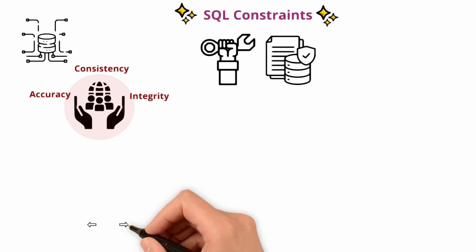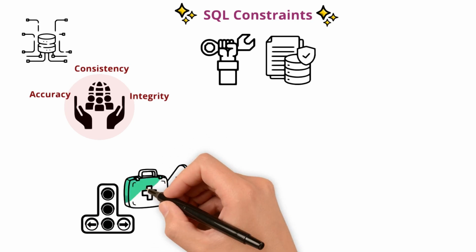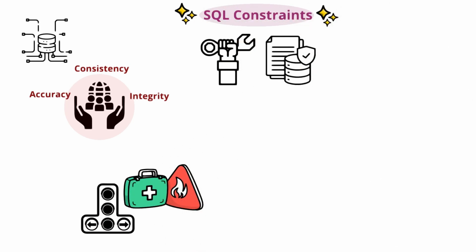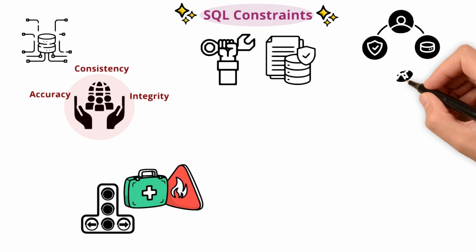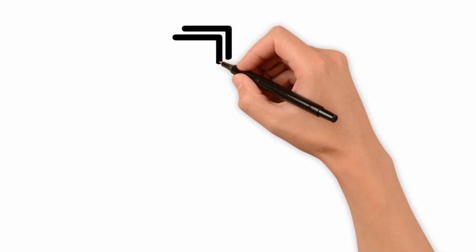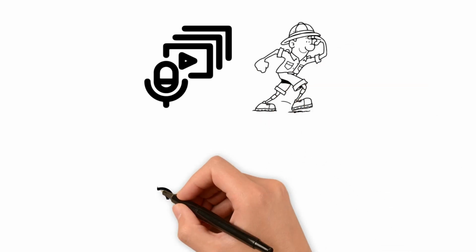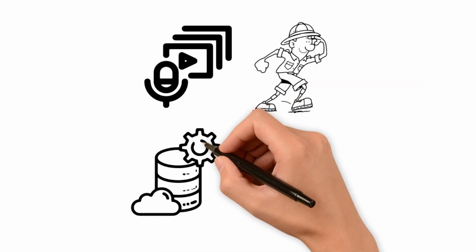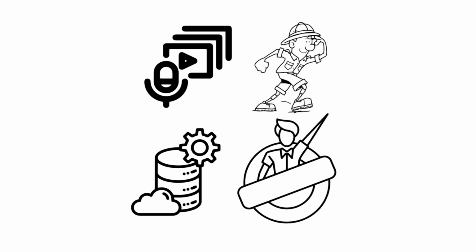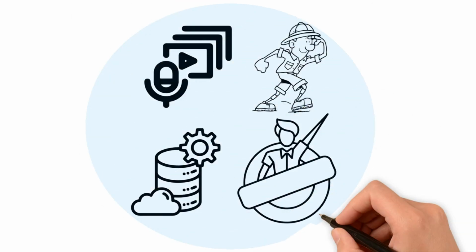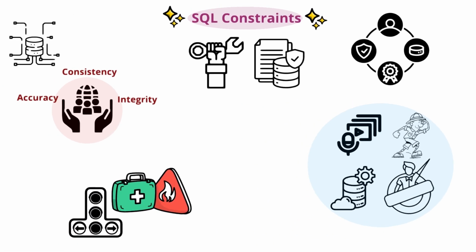Just like traffic laws keep our roads safe and organized, constraints are essential for maintaining the health and integrity of your database. In this episode, we'll explore what constraints are, their significance in data management, and provide real world examples to illustrate their power. Let's get to it.